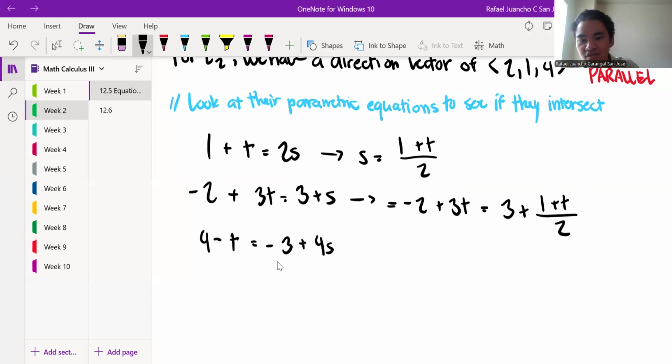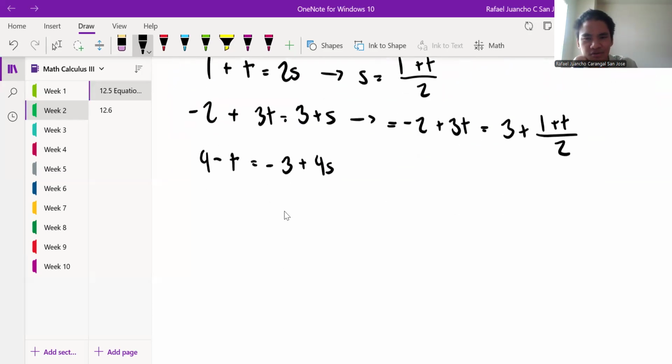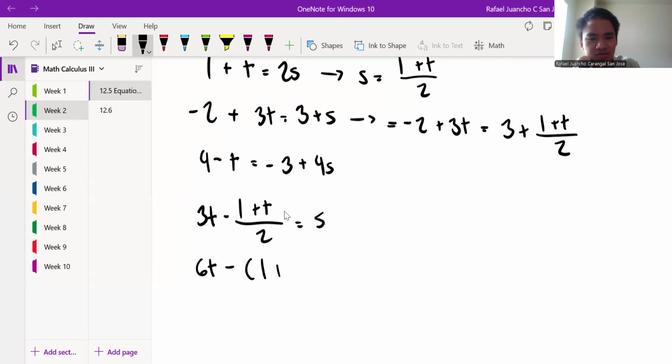So we just put all the t's on one side and all the other ones on the other side. So I'm going to solve for this thing here. This is 3t minus 1 plus t over 2. This is 3 plus 2, that's 5. We can multiply by 2 so that we get rid of the fraction. So we get 6t minus 1 plus t here. This is 10 because I multiplied by 2.